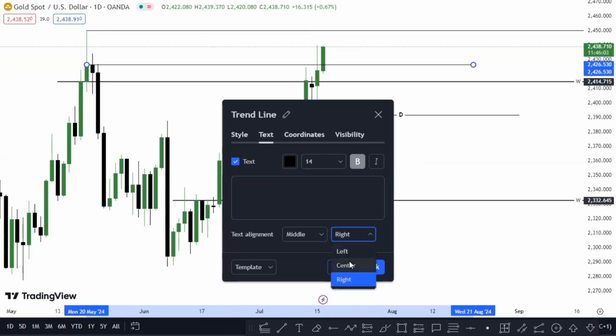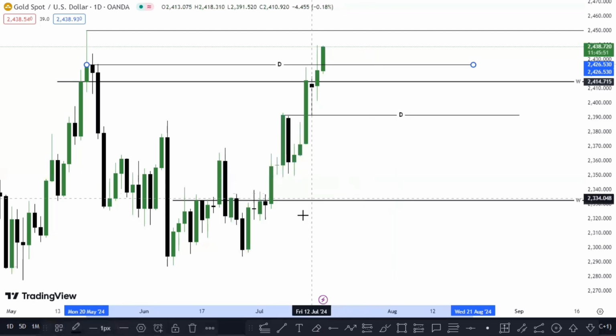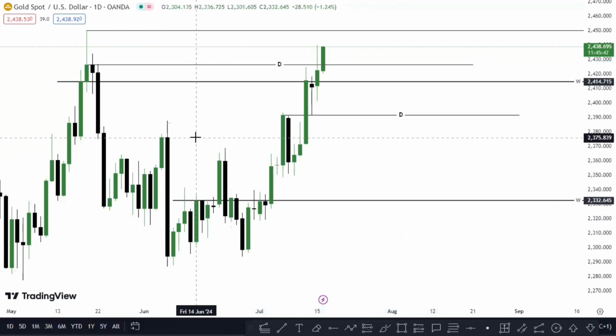I want it to be at the center. Then yeah, from the daily time frame, I want it to be at the center. Then I'll lock this guy. Sorry, I'm talking slow, like I just got distracted now.